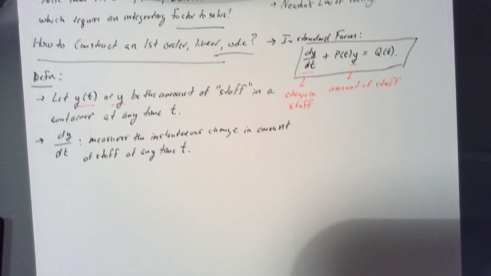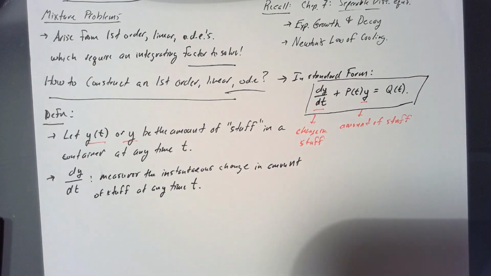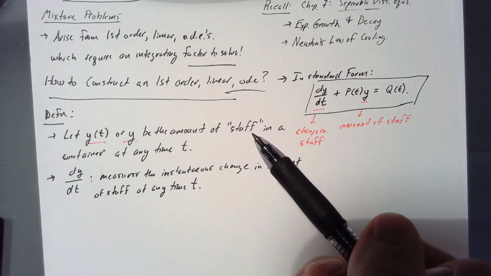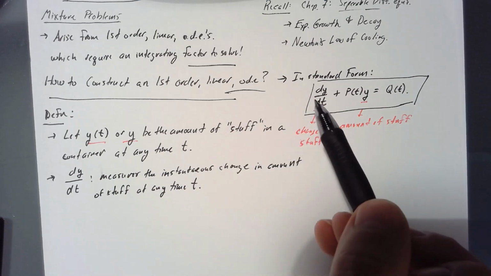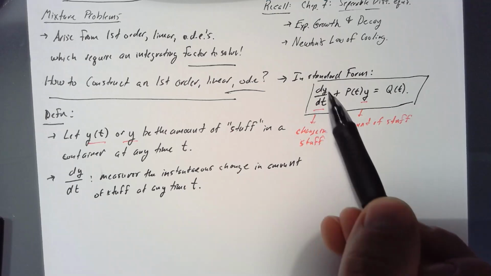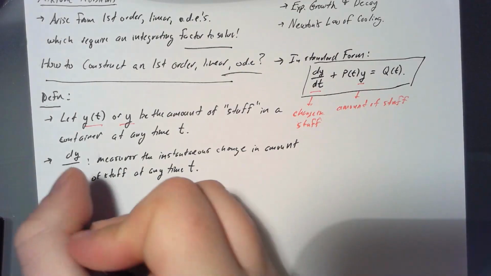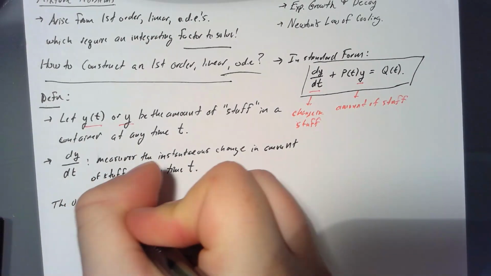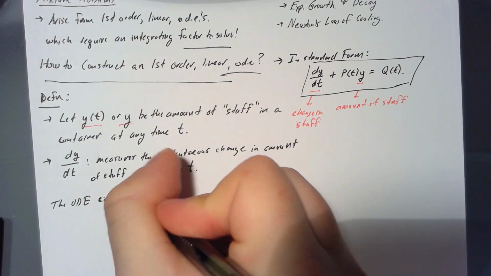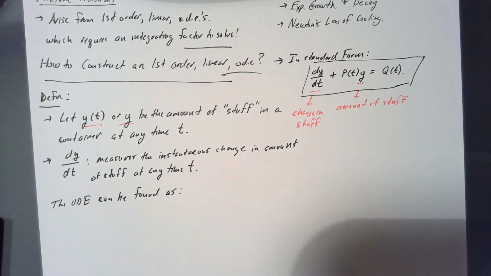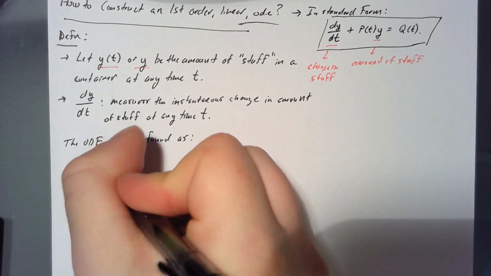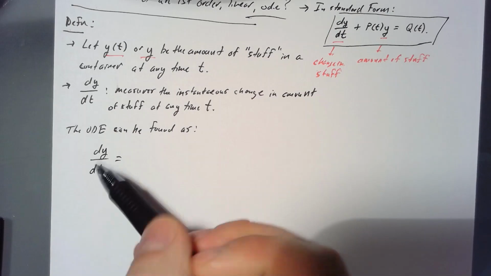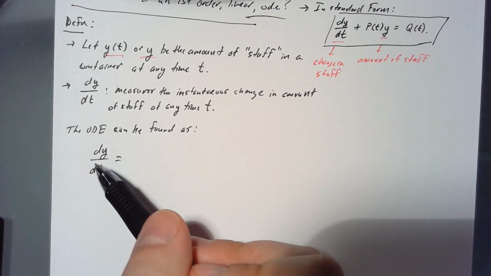So if we're interested in how much stuff is in the container at any time, then we want to see how much this changes. So our ODE can be found as the following. So this is the amount of stuff in the tank at any time, right?